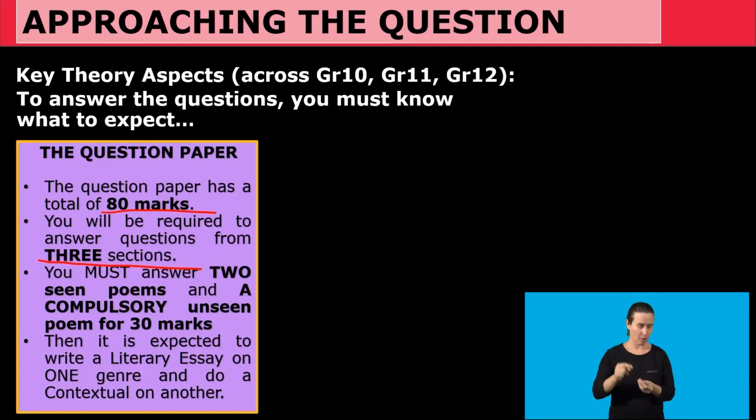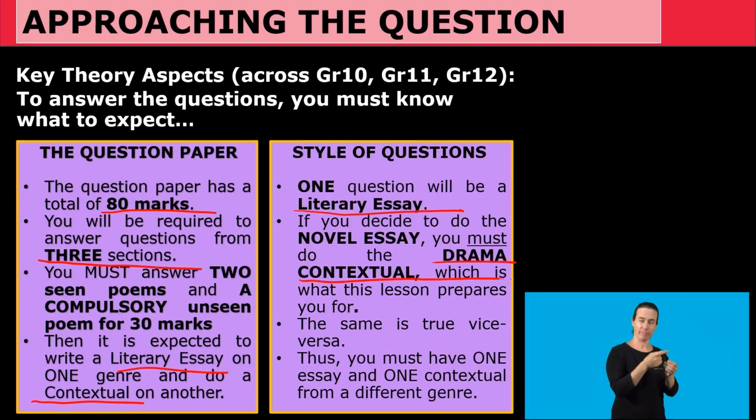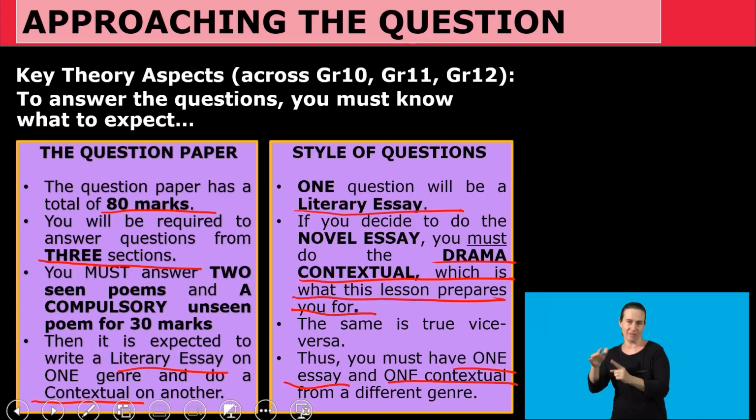Then you are going to be expected to write a literary essay as well as do a contextual question on a different genre. So, one question will be the literary essay. If you decide to do the novel essay, you must do the drama contextual, which is what this specific lesson today is preparing you for. The same is true vice versa. Thus, you must have one essay and one contextual from a different genre.